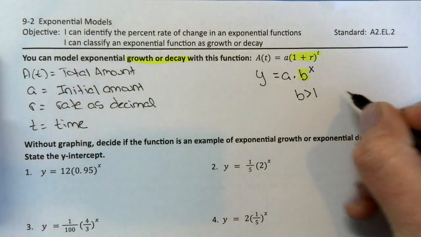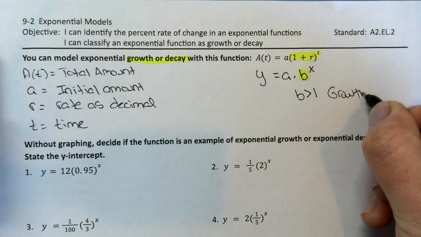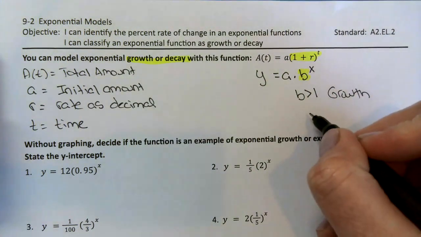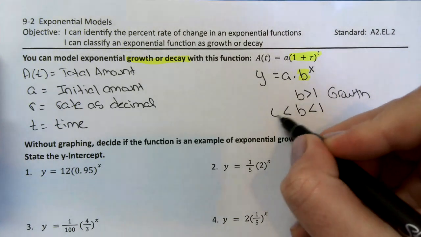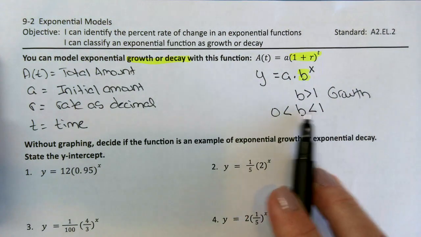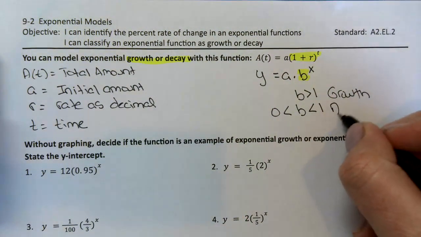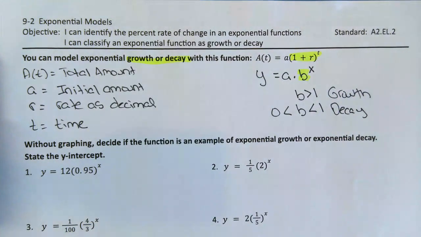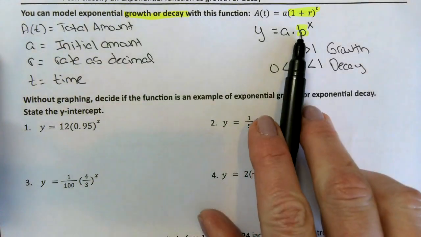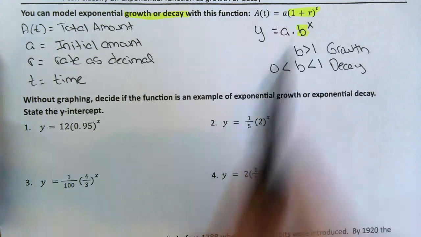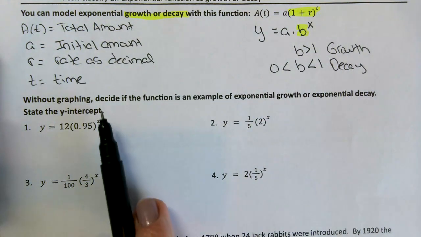If b is greater than 1, then you have a growth function. And if b is between 0 and 1, then you have a decay function on your hands. So it's helpful to know which one is the A and which one is the B. And you have to realize that the B is always the one that's being raised to the exponent.